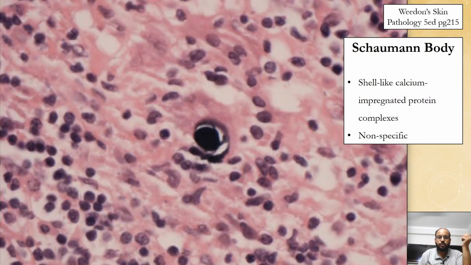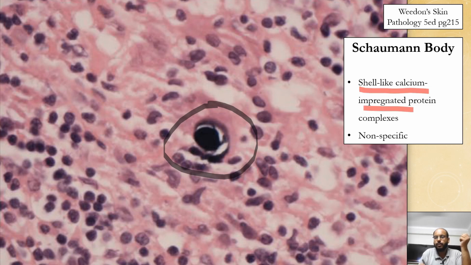And here we are looking at Schaumann body. So this structure here is a Schaumann body. Now, Schaumann bodies are shell-like calcium impregnated protein complexes. That means calcium has impregnated, or you could say covered, some protein complexes. And since calcium is the most basophilic substance, it's the darkest staining blue substance in an H&E slide. You see this kind of dark bluish, intensely staining basophilic substance known as Schaumann body. So this is a Schaumann body.